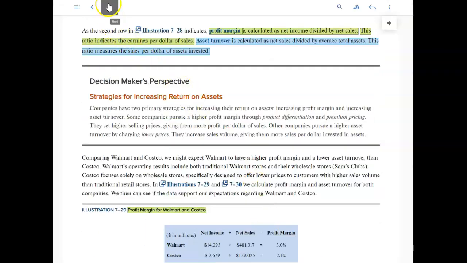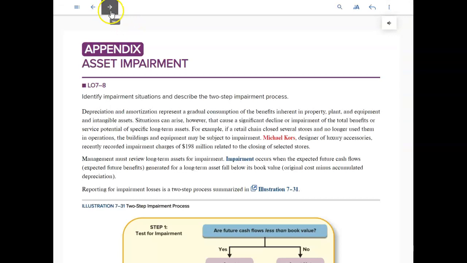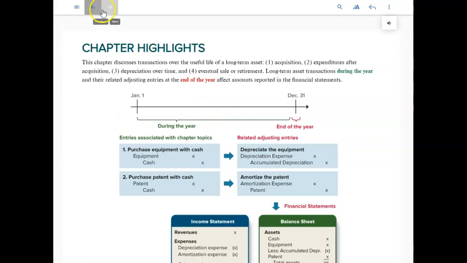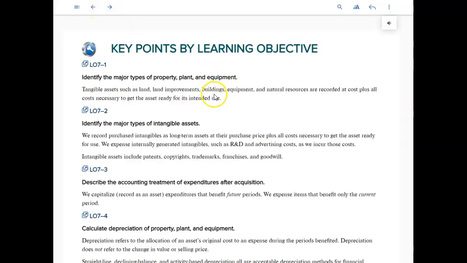And that's it. Let me see. Yes, don't worry about this part, asset impairment. Chapter highlights, you can look at this on your own. And that's it for this chapter. Okay, it gets into the end of chapter material. So again, another detailed chapter relates to buying long-term assets, intangible assets, and then how to depreciate assets and how to amortize the intangible assets. Then we finish with selling the assets themselves and a couple of ratios thrown in. All right, so good luck with your studies.